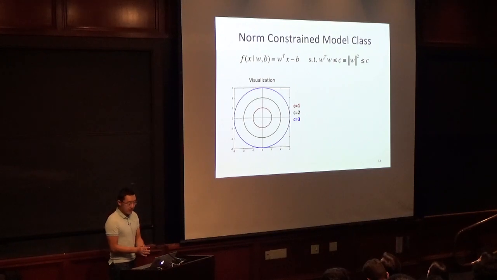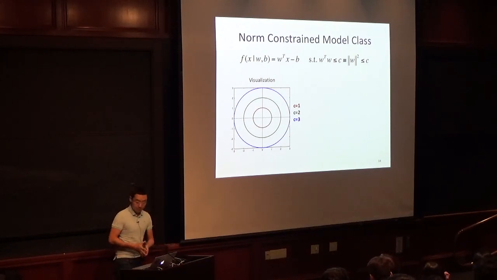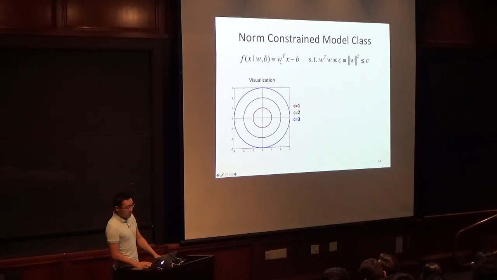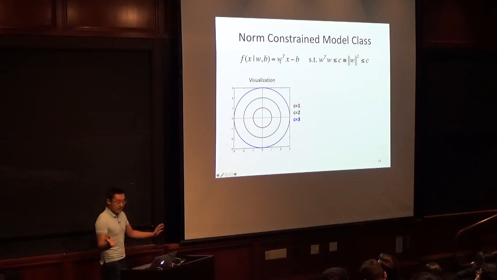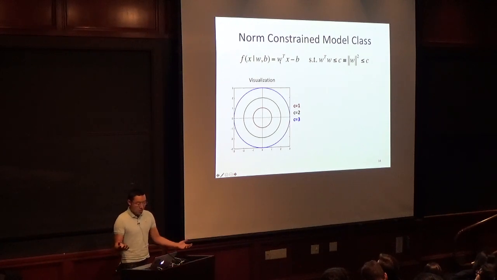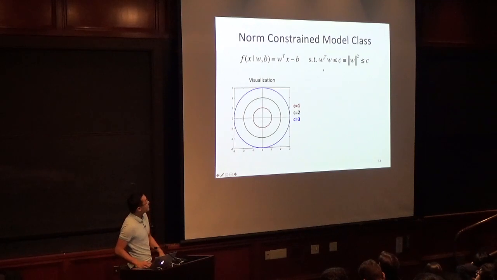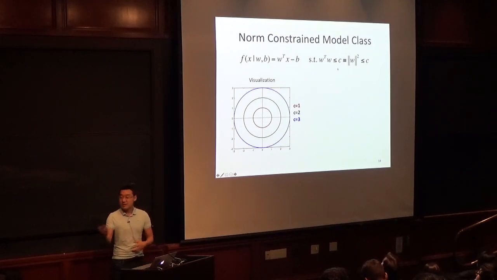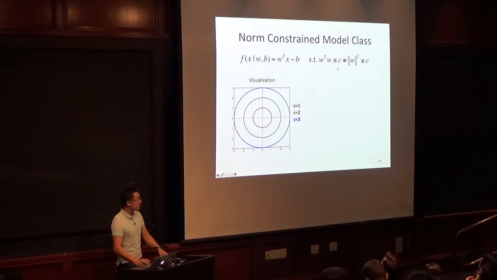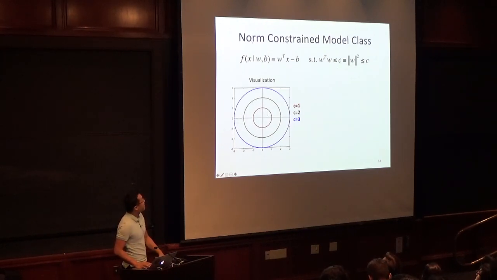Imagine that I had a class of linear models, although it doesn't have to be linear, but let's say it's linear for now. But instead of having W be anything, we're going to say it's a class of linear models where the squared L2 norm of W is less than or equal to some constant C, where C is a parameter of my choice. So in the 2D case, for C equals 1, the class of linear models where the squared L2 norm of W is less than C equals 1 is everything in here.